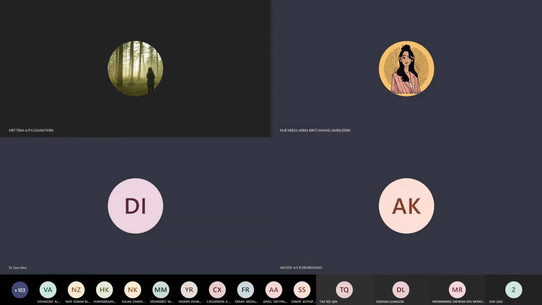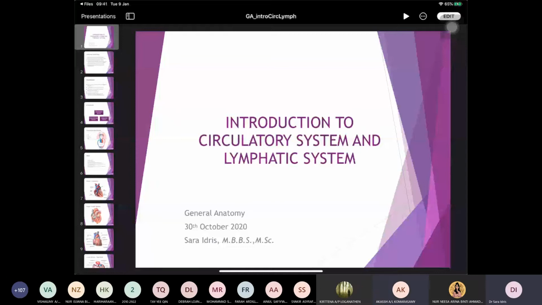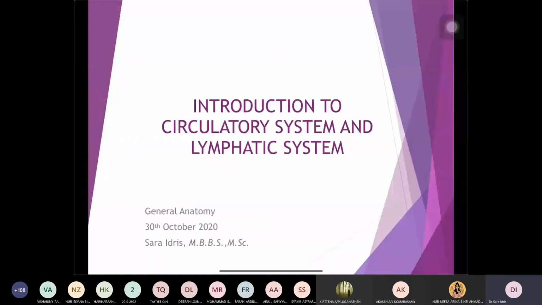All right, so today it's supposed to be the vertebral column, but we'll start with the lecture that I owe you, Introduction to the Circulatory System and Lymphatic System. Apologies for having to postpone this lecture, but it was beyond my control. Okay, so we'll start with this. Both of these lectures won't take very long.